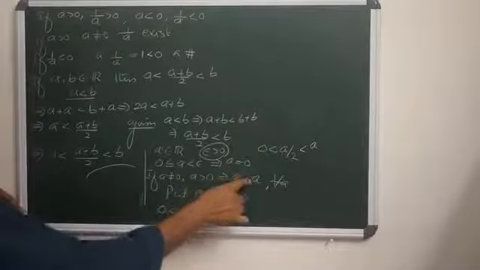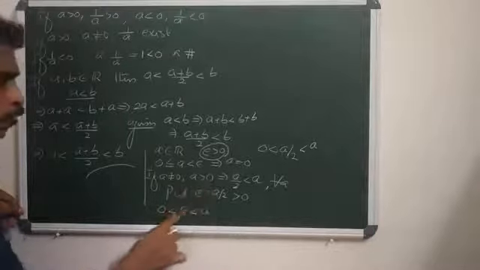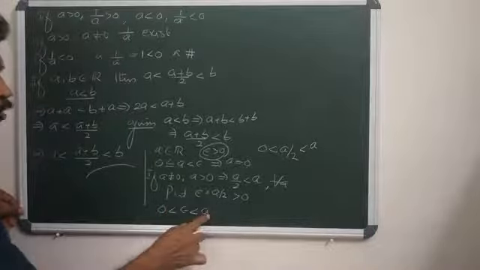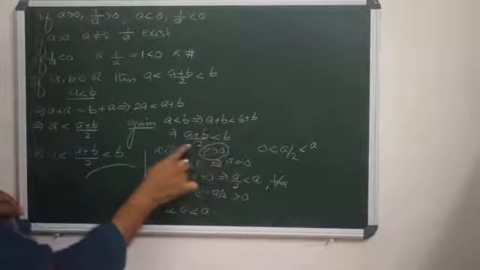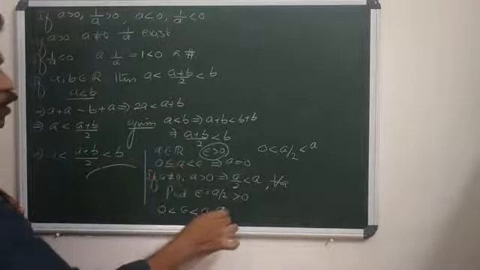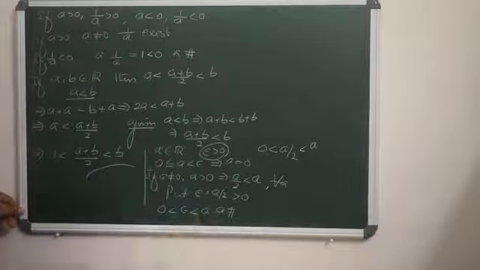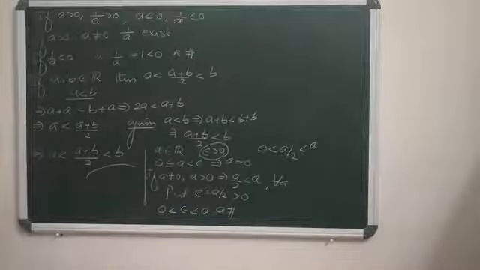So a by 2 less than a means 0 less than a by 2 less than a. Put a by 2 as epsilon, so it is 0 less than epsilon less than a. That's a contradiction to the given condition. Therefore, this contradiction is due to our wrong assumption. Therefore, a equals 0. Clear?